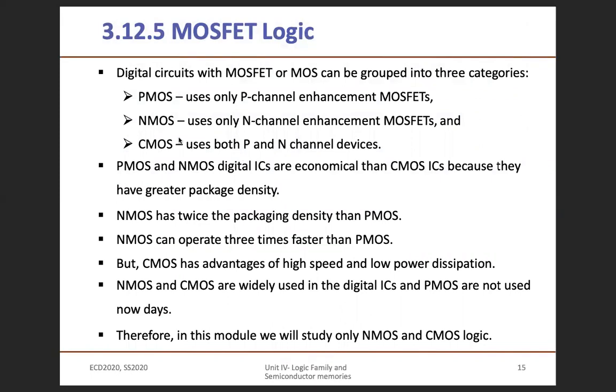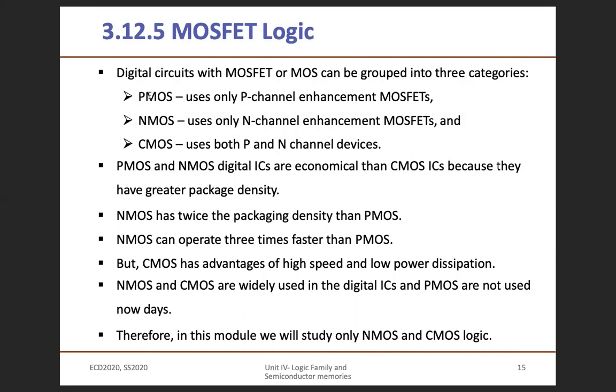Now, after we have studied the bipolar logic family like resistor to transistor logic, diode to transistor logic, and transistor to transistor logic, we are left with the unipolar logic family, that is MOSFET logic. So we are going to focus on NMOS and CMOS. When we say PMOS, it will use P-channel enhancement MOSFET. And when we say NMOS, it will use N-channel enhancement MOSFET.